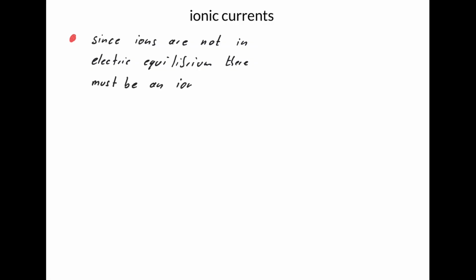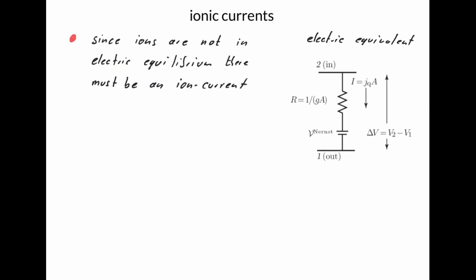Now it's handy to transfer this view into an electrical equivalence. For that we define an electric equivalent circuit where we have the membrane connected by some battery, which defines the Nernst potential, and a resistor. Hence, if there is a potential and if the resistance is not infinity, it's clear that there must be a current.